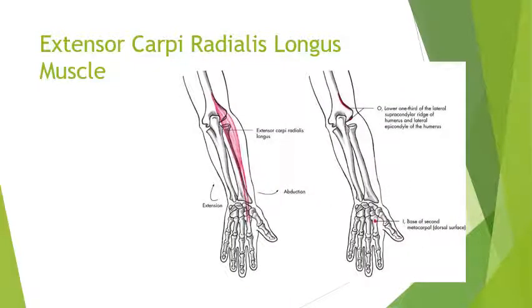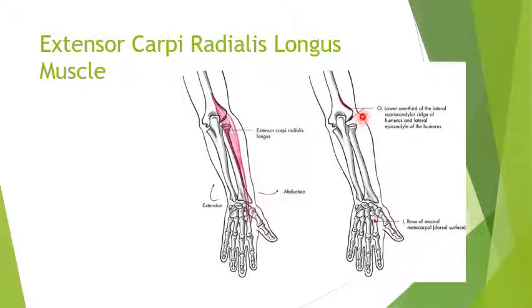I have the Extensor Carpi Radialis Longus. So why is it called the Extensor Carpi Radialis Longus? Well, if you have a longus and a brevis, the longus muscle just means the longer muscle. Brevis is the shorter muscle.